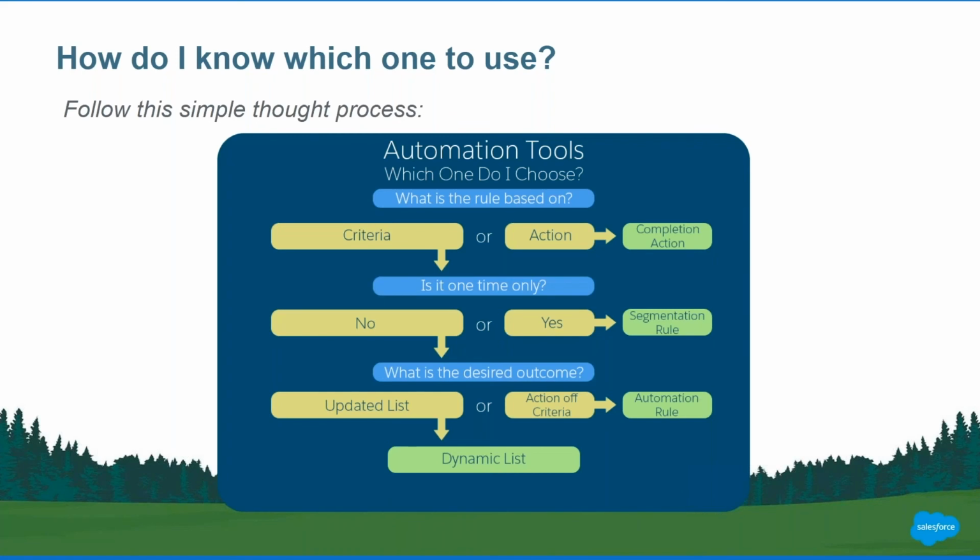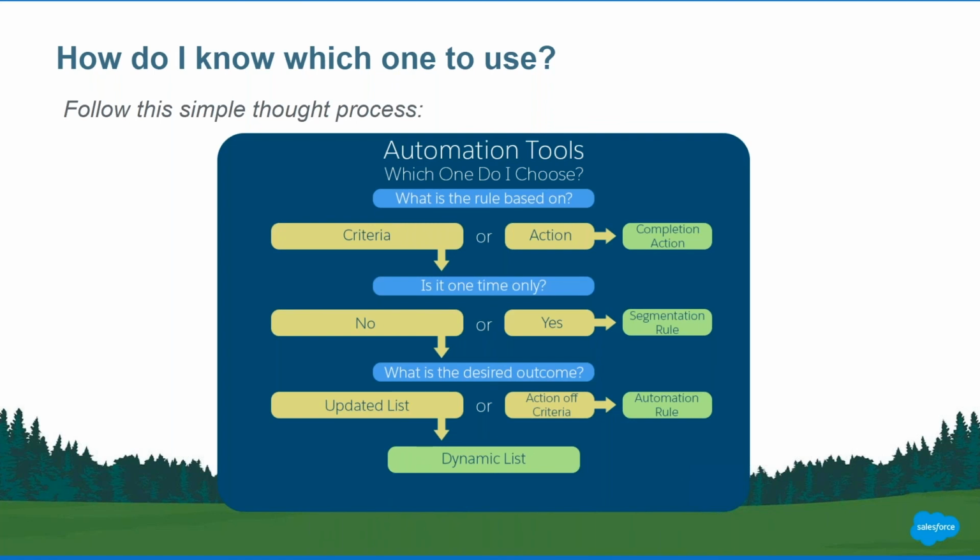How do I know which one to use in which specific scenarios? All you need to do is follow this simple thought process. First thing you need to ask yourself: what is the rule based on? Is it based on the prospect's action, like form submissions, file downloads, or page views, or is it based on the criteria of the prospect? So a field about the prospect, let's say the job title, the prospect score, or the Pardot grade of that particular prospect.